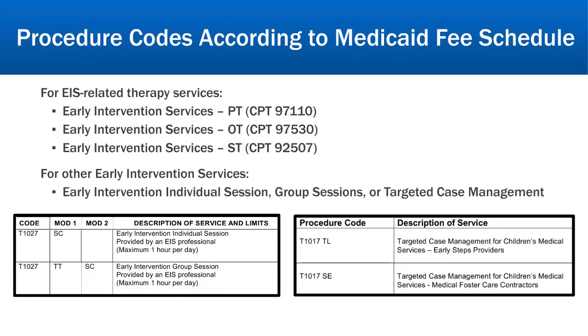Procedure codes according to the Medicaid fee schedule. For EIS-related therapy services, physical therapy, CPT code 97110. Occupational therapy, CPT code 97530. Speech therapy, CPT code 92507. Other early intervention services, including individual sessions, group sessions, or targeted case management, can be found on screen.